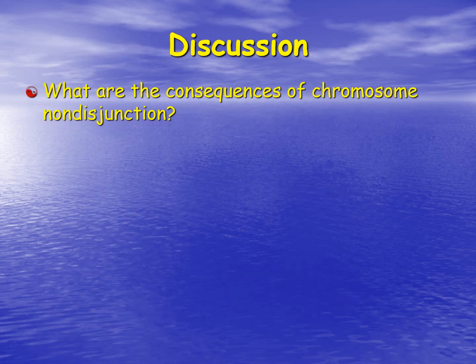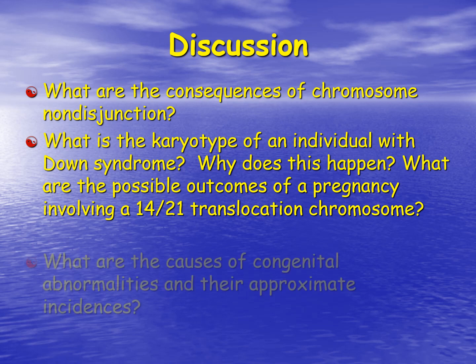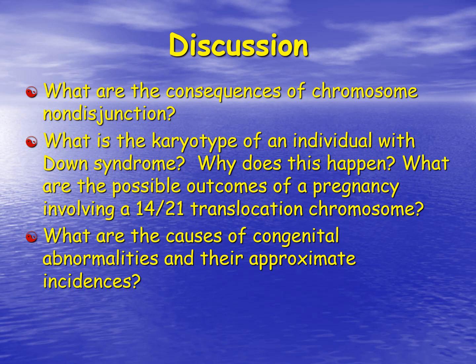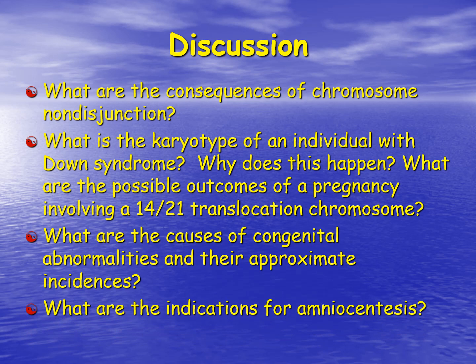So what are the consequences of chromosome non-disjunction? And can you tell me what the karyotype of an individual with Down syndrome is? Why did this happen? And what are the possible outcomes of a pregnancy involving a 14;21 translocation chromosome carrier? What are the causes of congenital abnormalities and their approximate incidences? And what are the indications for amniocentesis? In other words, what is the primary reason that we do amniocentesis?